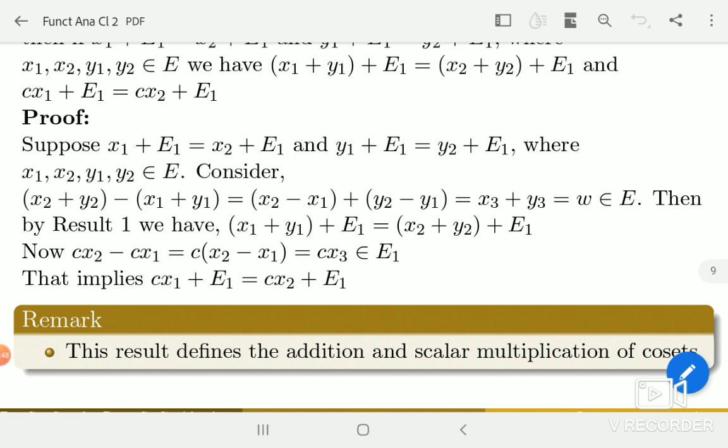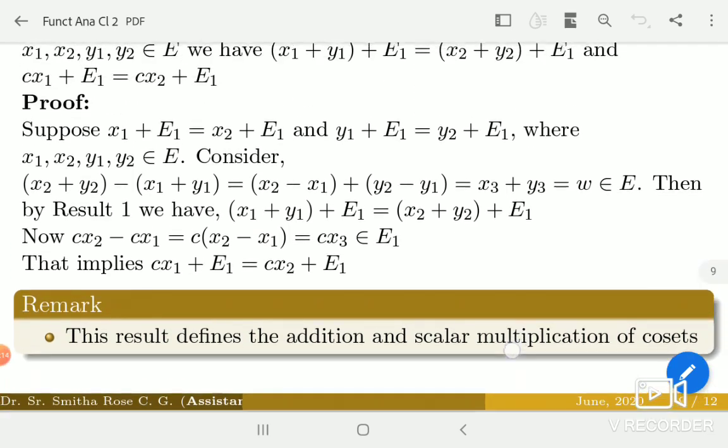Now moving on, we are taking a scalar c from the field. c x2 minus c x1 equals c of x2 minus x1. Again x2 minus x1 is some x3, so c x3 is an element of E1. This implies that c x1 plus E1 equals c x2 plus E1. So the scalar multiplication and addition of cosets are defined in this result.